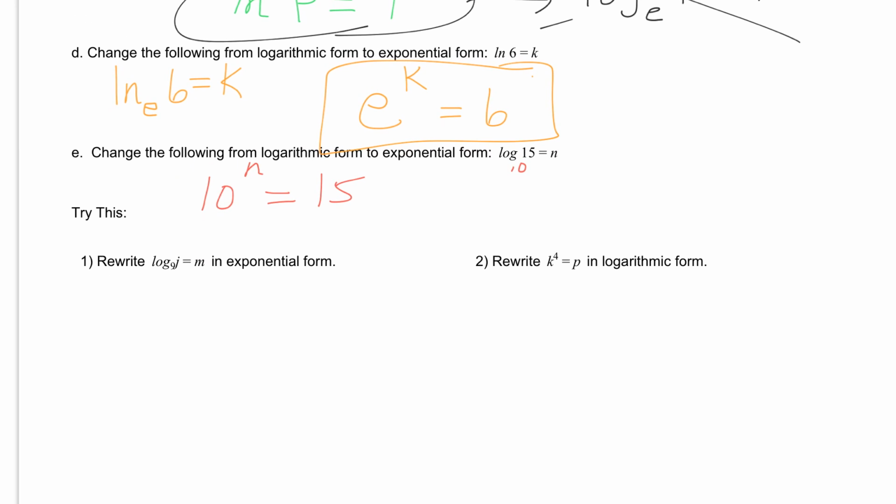Underneath here is a try this. There are 2 questions that I'd like you to try on your own. Go ahead and pause it and unpause it when you're ready to check your answer.